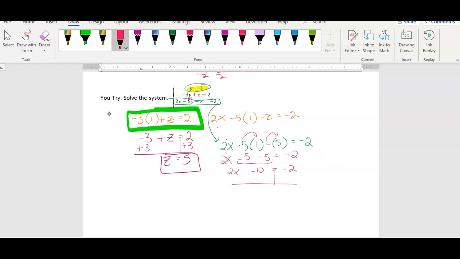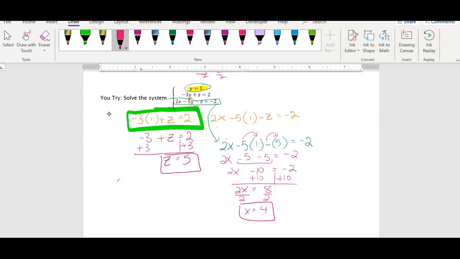I'm going to do my wall and floor. I want x to be by itself, so I need to move the 10 by adding it. So I have 2x equals -2 plus 10 is 8. Last step, divide each side by 2. So x equals 8 divided by 2 is 4.